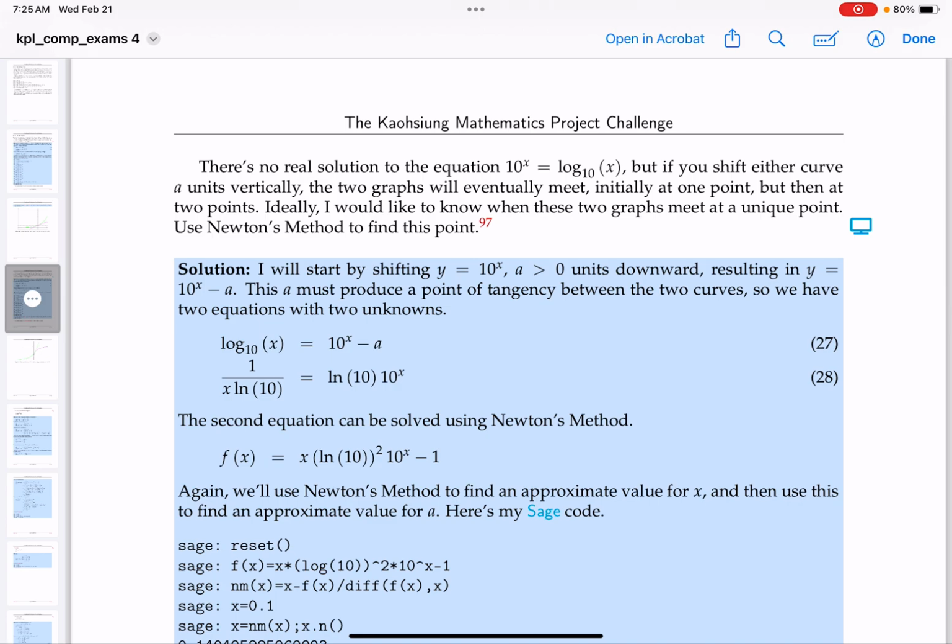It goes on to say that if you shifted a units vertically, the two graphs will eventually meet, initially at 1 point, but then at 2 points. Ideally, I would like to know when these two graphs meet at a unique point. Use Newton's method to find this point.